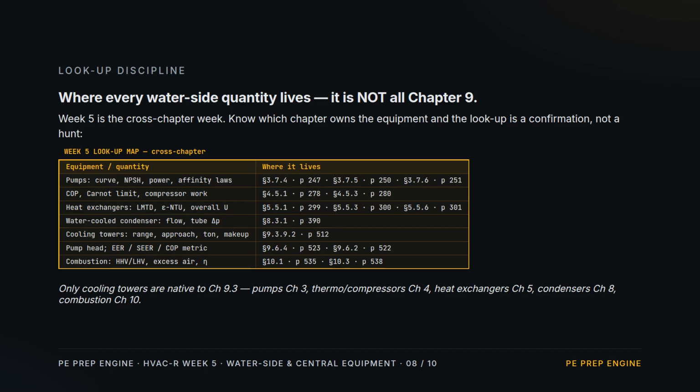Look up discipline. This is the cross-chapter week, so the trap is hunting Chapter 9 for everything. Pumps live in Chapter 3, cycles and compressors in Chapter 4, heat exchangers in Chapter 5, water-cooled condensers in Chapter 8, and combustion in Chapter 10. Only the cooling tower is native to Chapter 9. Know which chapter owns the equipment, jump to it, read the row and confirm. Never search from scratch under the clock.